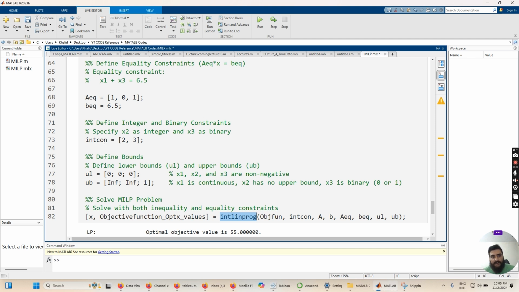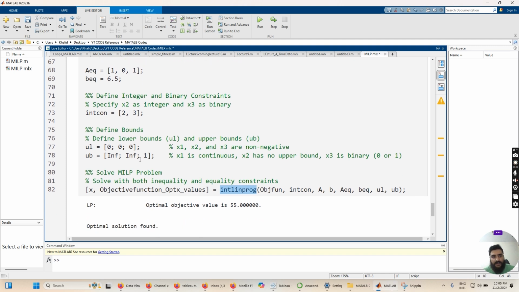So this variable here, intcount, will help this function understand which variables are integers. Here we are giving the index of the second variable and third variable to be integer. Let me repeat that. In intcount we are giving the index of the second variable and third variable to tell this function intlinprog that the second and third variables are actually integer variables. Once we have done that, now we will set the upper boundaries of x.